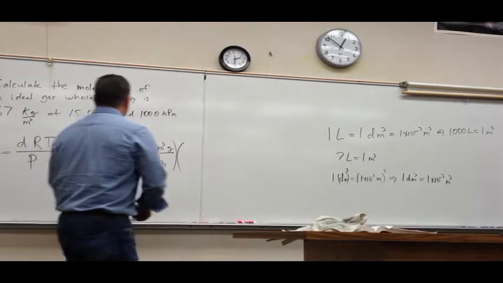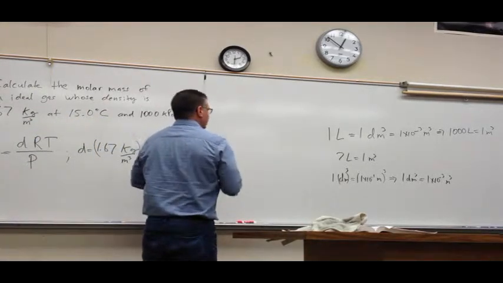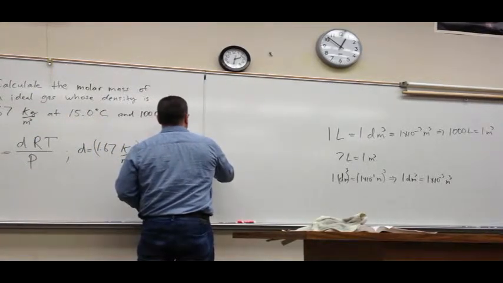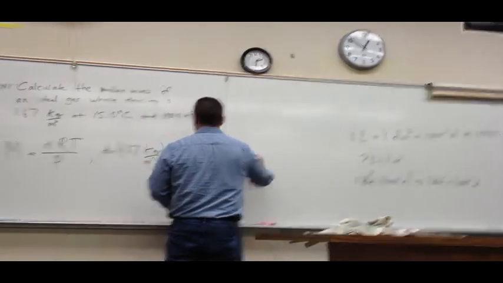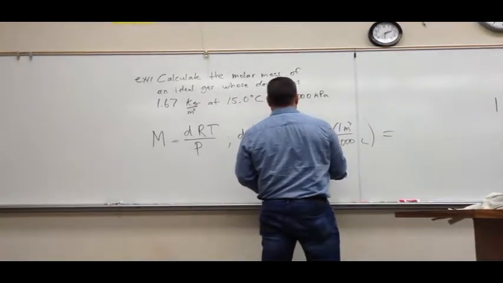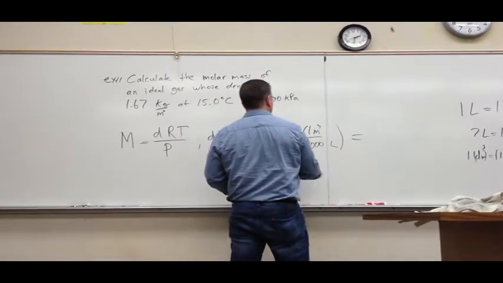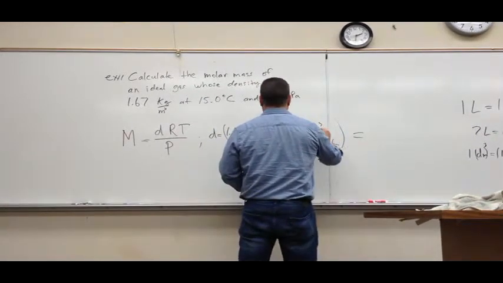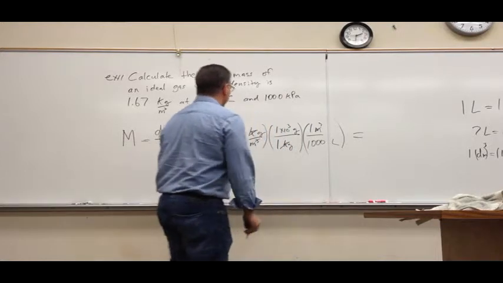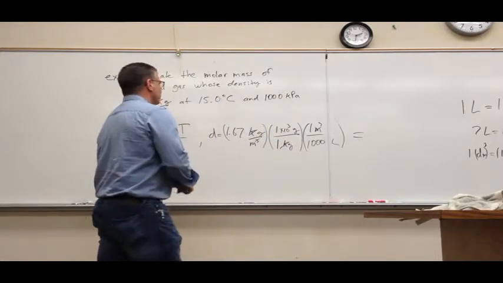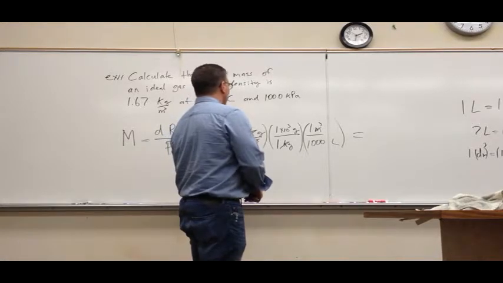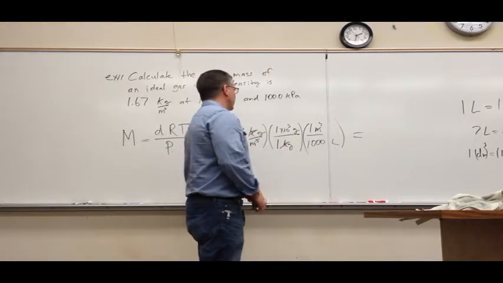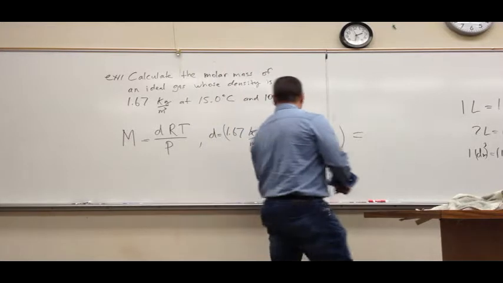Anyway. This should give us grams per liter. So it's 1.67 times 1,000, divided by 1,000, it's the same, right?